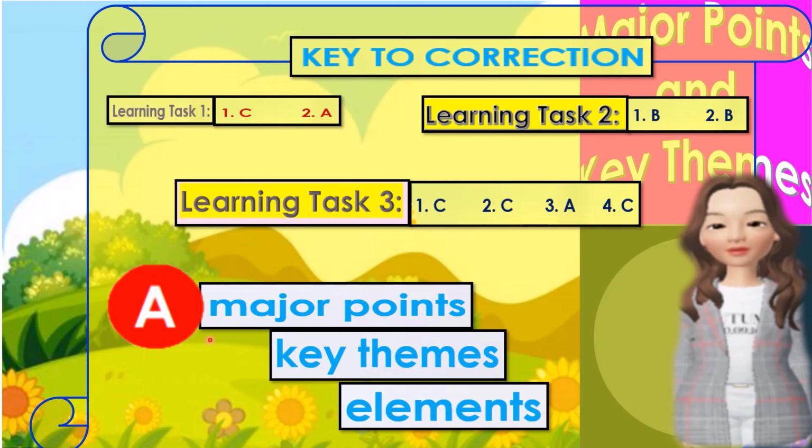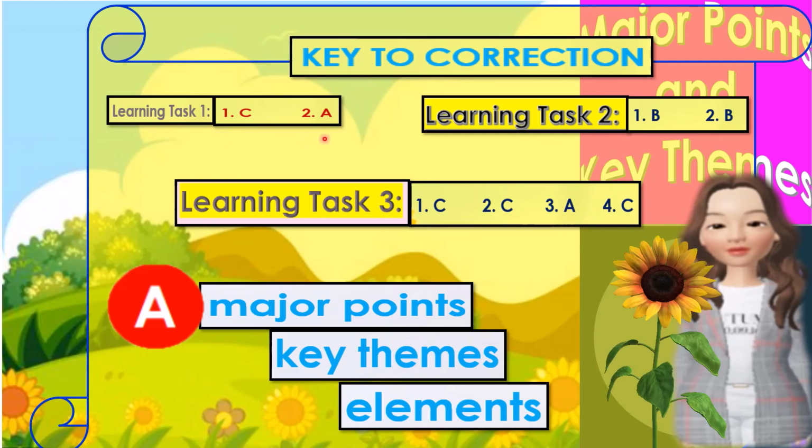And here's our key to corrections. For learning task 1, number 1, letter C. Number 2, letter A. For learning task 2, number 1, letter B. Number 2, letter B. For learning task 3, number 1, letter C. Number 2, letter C. Number 3, letter A. And number 4, letter C. And for our last activity, the answers are major points, number 2, key themes, and number 3, elements.